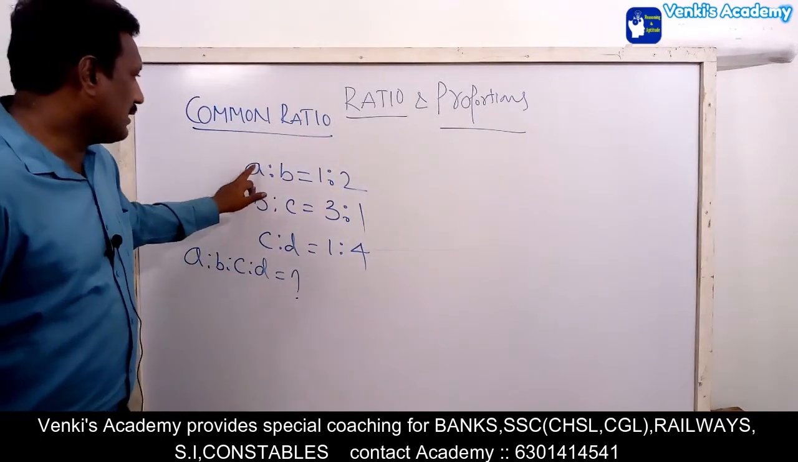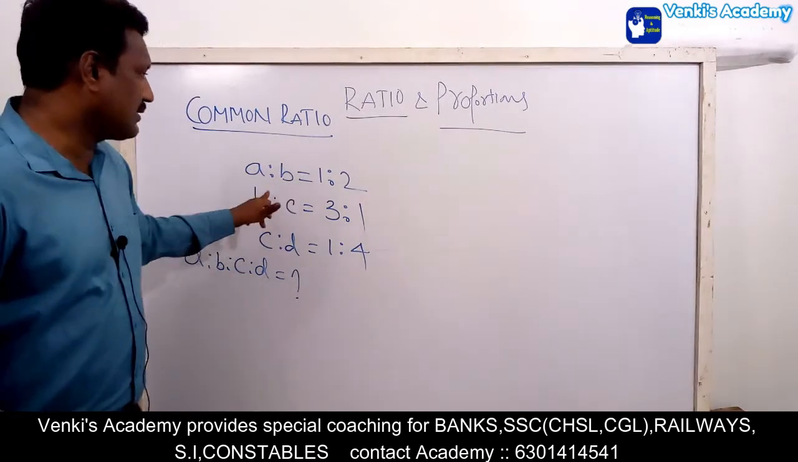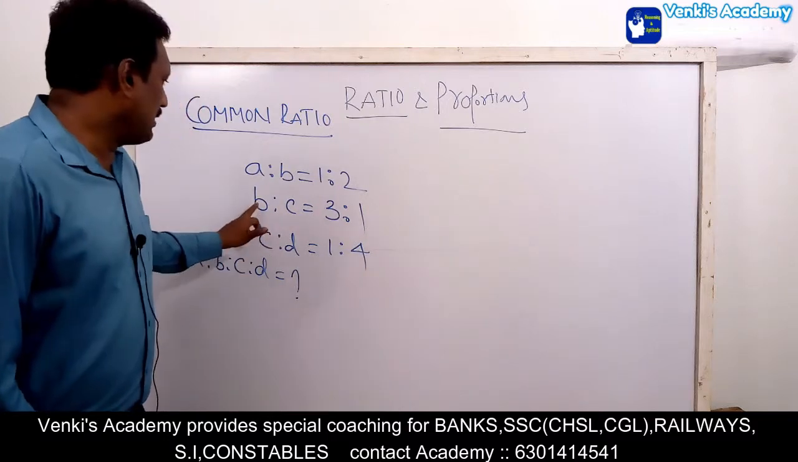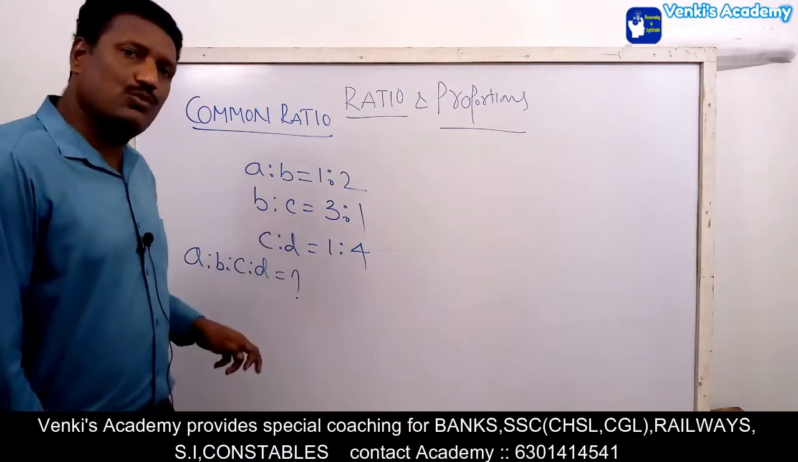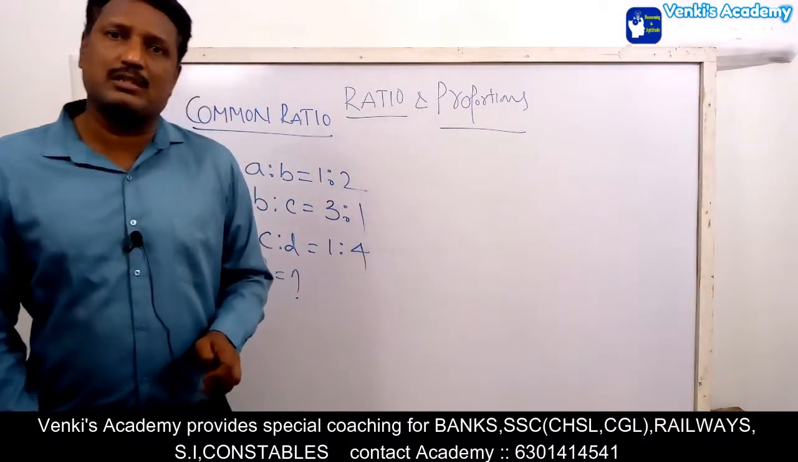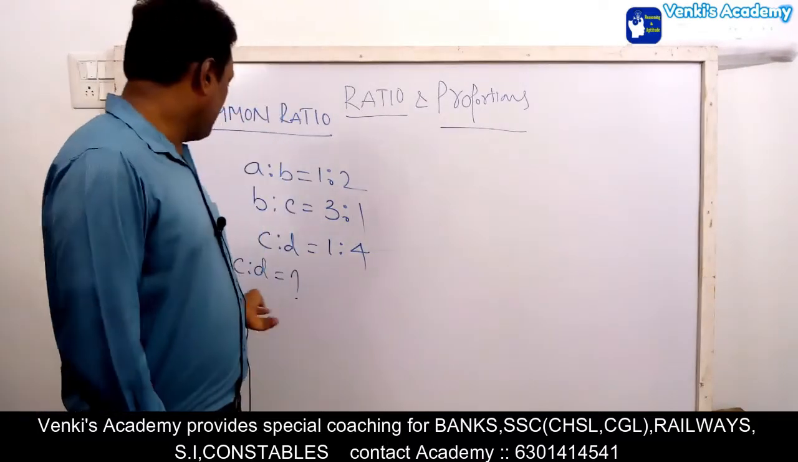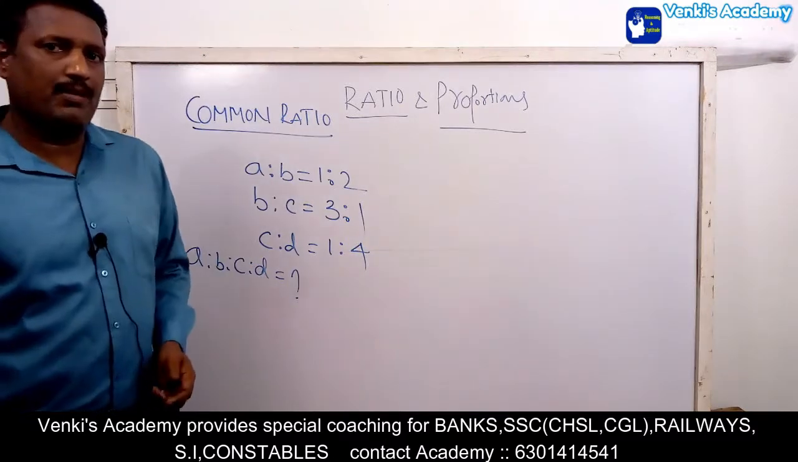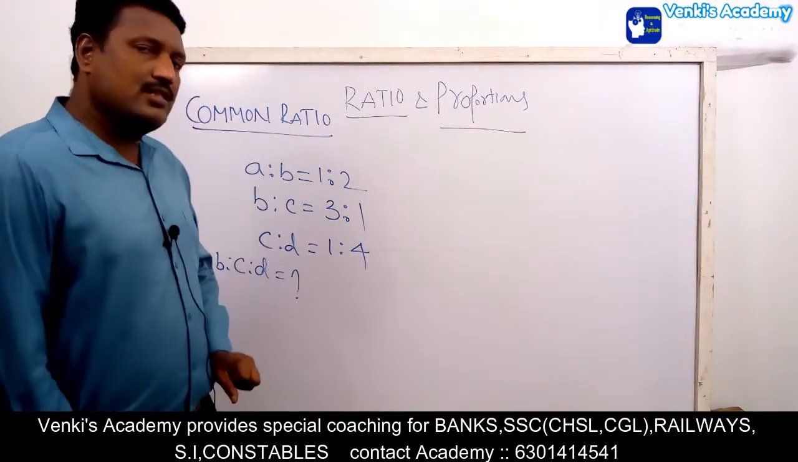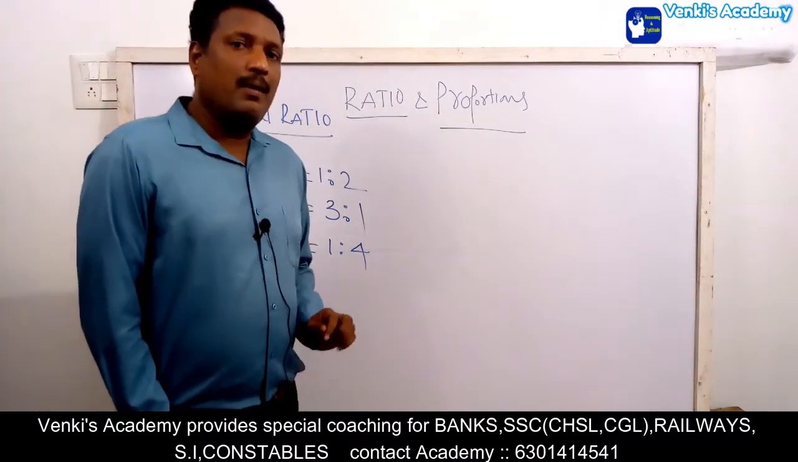See, in this A is to B is to C ratio, B has one time common. Similarly, B is to C and C is to D, C also one time common. So totally 6 variables, 2 variables had a common here. So finally, we will get the A is to B is to C is to D.